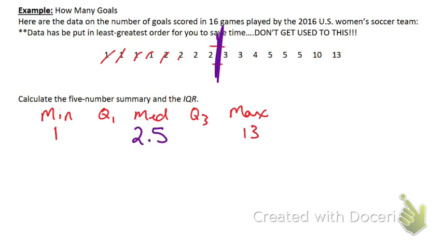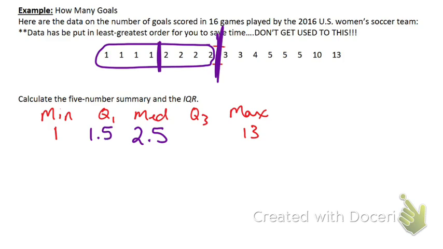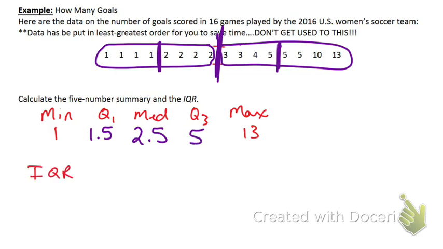Now we're going to find the median of the lower half of the data. That's going to be Q1. So find the median of the lower half of the data. And what do you get? Right here. Yep. So it'll be 1.5. And then we're going to find the median of the upper half of the data. And that would be right here. So what's the median of the upper half? 5. Very good.